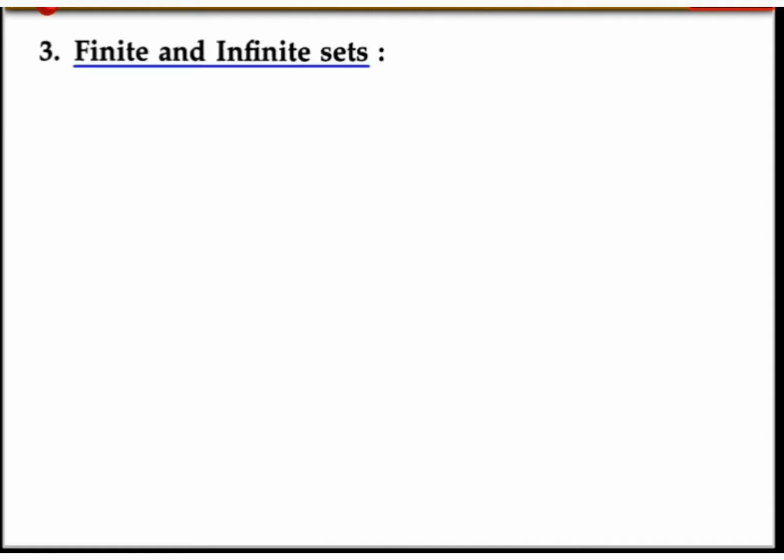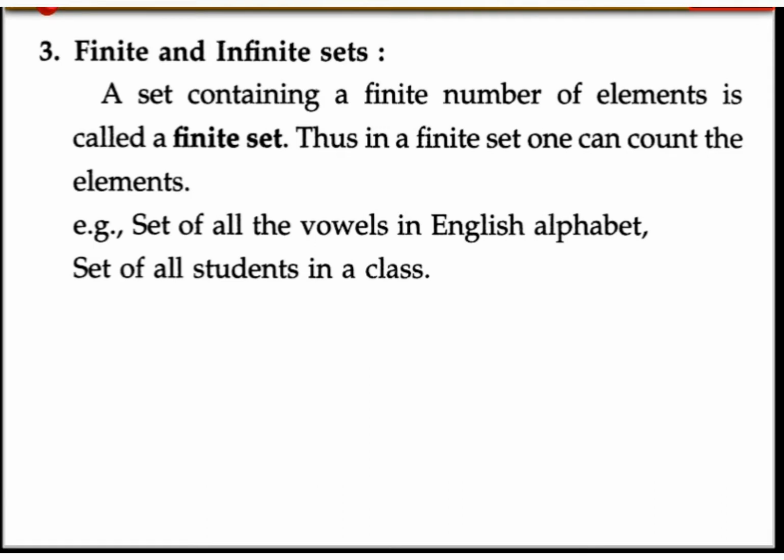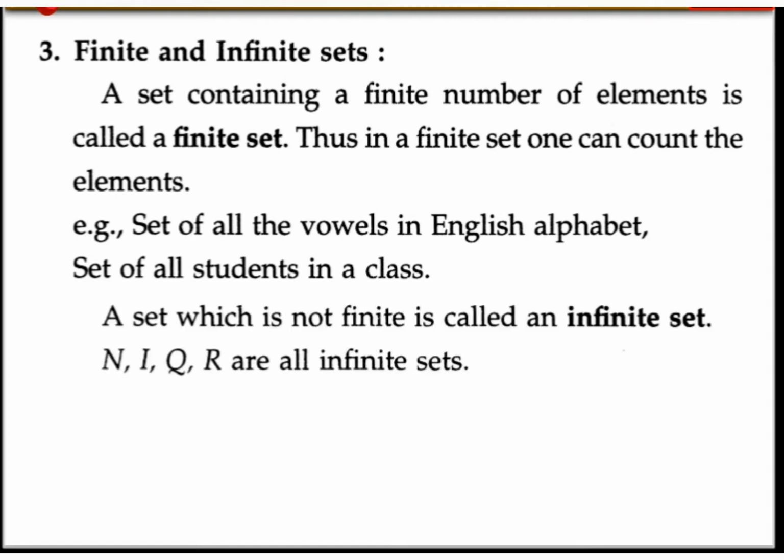Number 3. Finite and infinite set. A set containing a finite number of elements is called a finite set. Thus, in a finite set, one can count the elements. For example, set of all the vowels in English alphabet, set of all students in a class. A set which is not finite is called an infinite set. N, I, Q, R are all infinite sets.